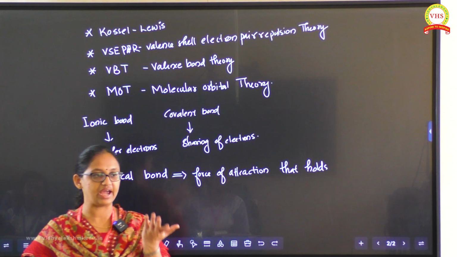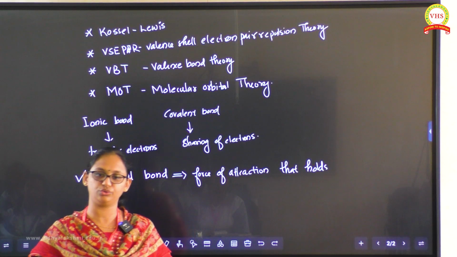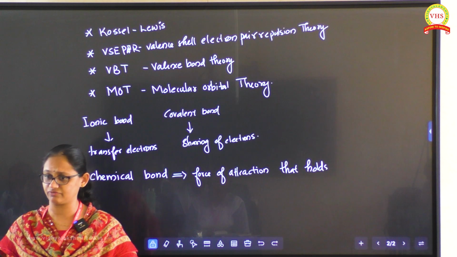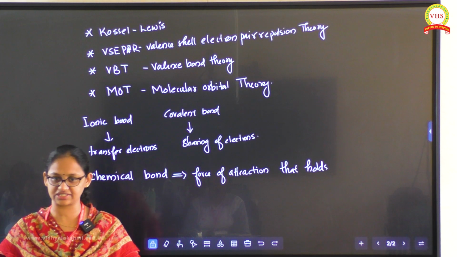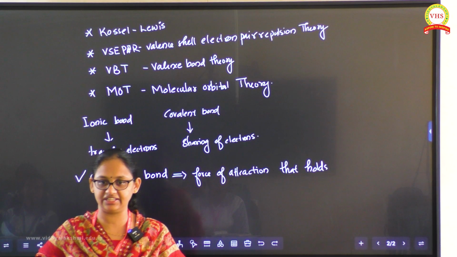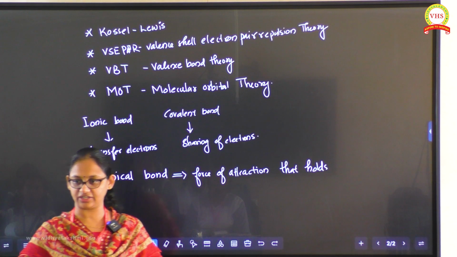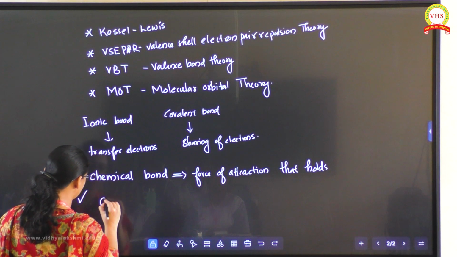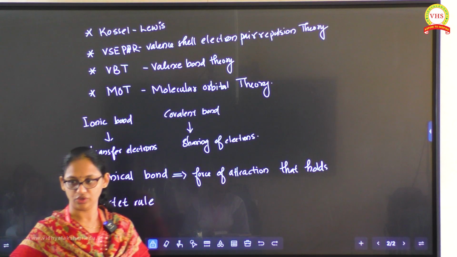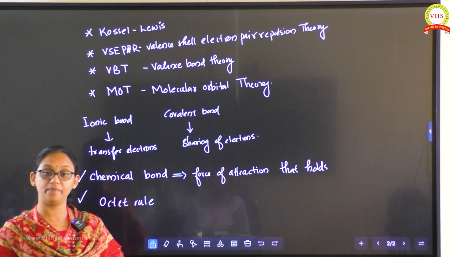How is an ionic bond formed and how is a covalent bond formed? You know that an ionic bond is formed by transfer of electrons, and a covalent bond by sharing of electrons. On which basis are we explaining that it will transfer electrons or share electrons? In order to explain that, one rule is there. That rule is called the Octet Rule. The Octet Rule is based on the electronic configuration of a noble gas.